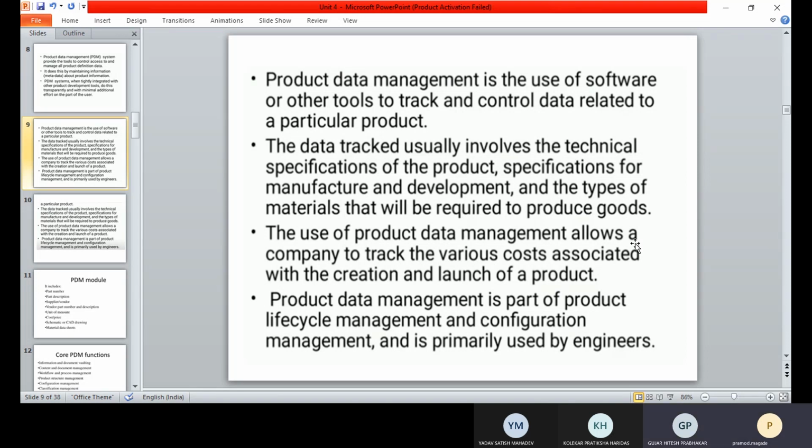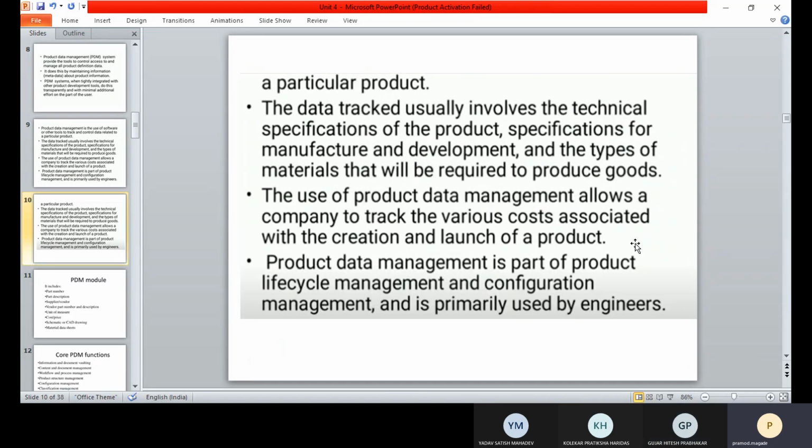Okay, so these are the 4 important points. After that, you can see a few more points here. Same meaning. The data track usually involves a technical specification of the product, specification of the manufacturing, development, the types of material required, and the overall requirement can be mentioned. So the same point is there, no need to write. The use of product data management allows a company to track the various costs associated with the creation and launch, that is very important.